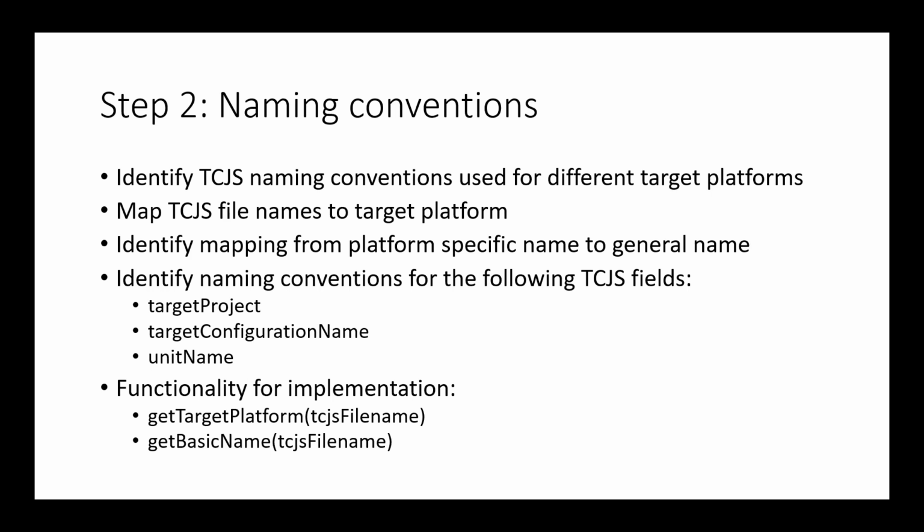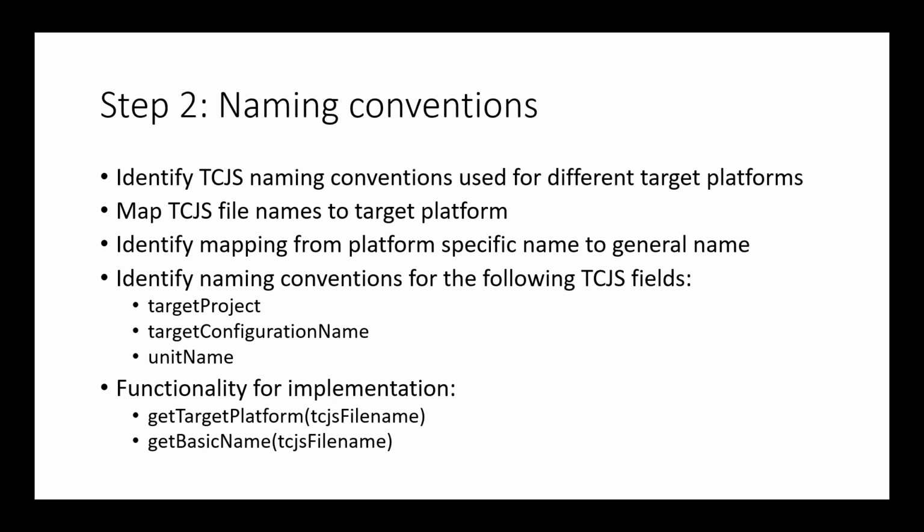First of all, you need to find which names are used for the files themselves. TCJS files for different target platforms. Usually this is some postfix or prefix identifying the platform. But in the very common case, there could be just very specific names, and you should search and list those.